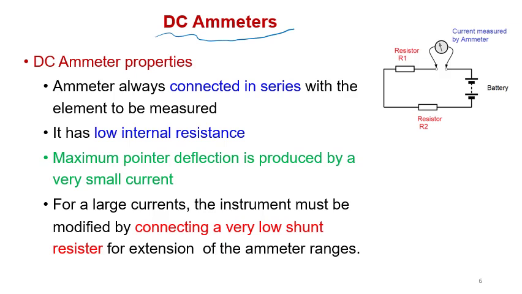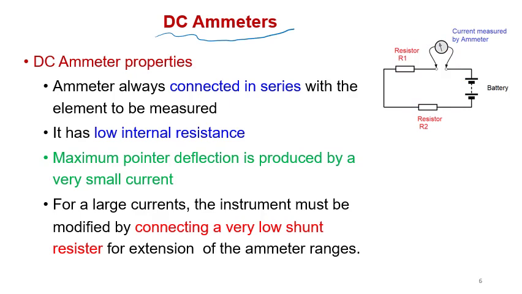Before we go to the construction of the DC ammeter, let us get something about the ammeter. The ammeter is the device which is used to measure the current. Usually it's connected in series with the circuit to be measured. If you notice here, the current flowing in this circuit will go through the ammeter and back to the circuit. So it's connected in series with the circuit to be measured. That's the ammeter.